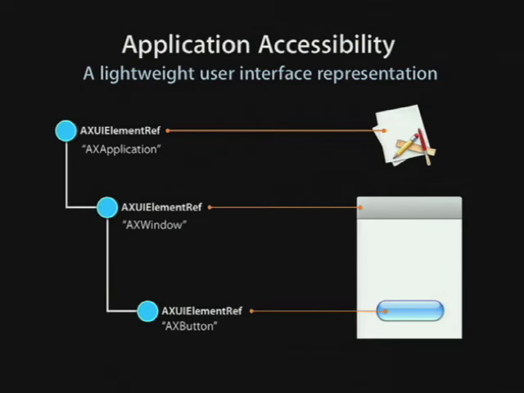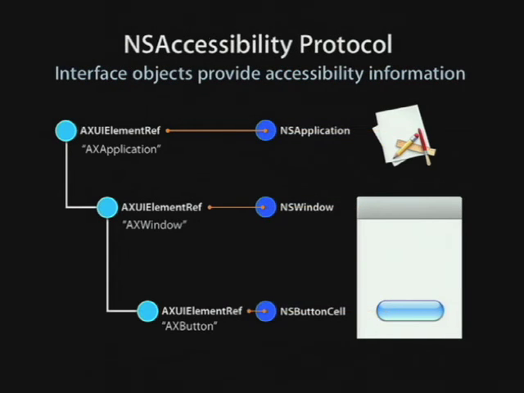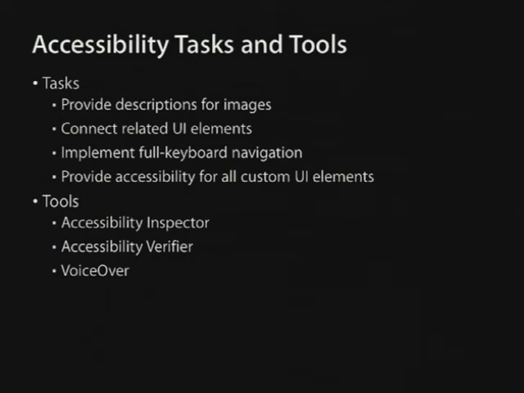Now, what does that map back to in your application? It maps back to actual NS objects and NS object subclasses. That accessibility information is provided by objects that implement the NS accessibility protocol. Now, all the heavy hitters in AppKit already implement this: application, NS window, NS cell, NS view, NS control. And so in AppKit, there's already a great deal of accessibility built in. So you're already getting a good default amount of accessibility. However, there's always more to be done. There's always a little more you can provide.